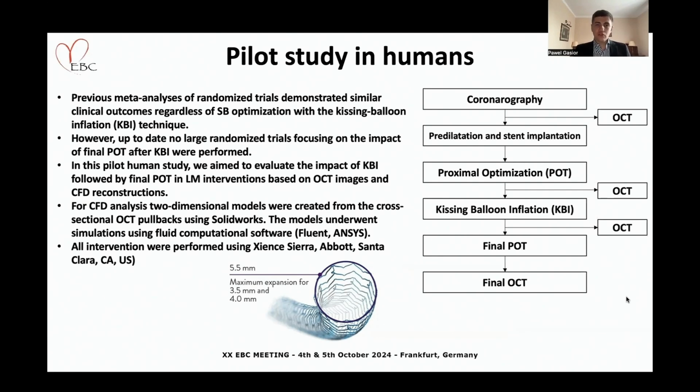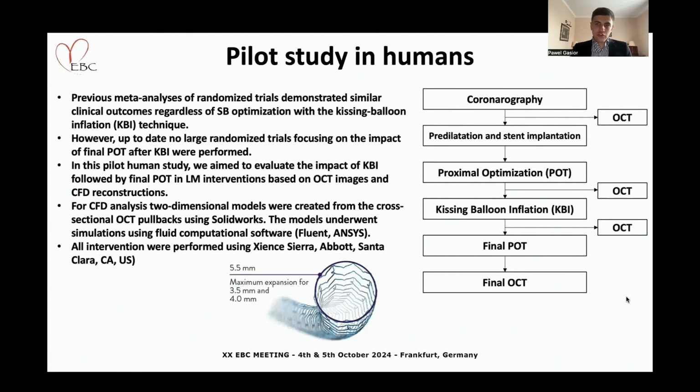However, up to date, there are no large randomized trials focusing on the impact of final POT after kissing balloon inflation. Therefore, we decided to move forward, and we designed a pilot study in humans in which we aimed to evaluate the impact of kissing balloon inflation followed by final POT in the left main intervention based on OCT images and computational fluid dynamic reconstructions. All interventions were performed using the Sierra stent from the Abbott company, and we included 3 patients in this pilot study.